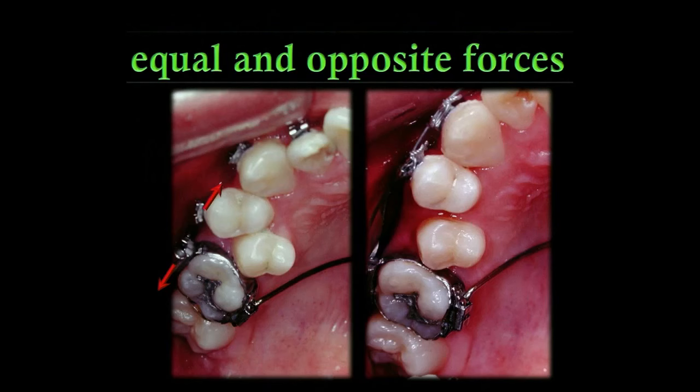Open coil spring will not only open up the space, but also derotate premolar and molar at the same time. In other words, all of the side effects of the force and moments are working in correct direction in this case.